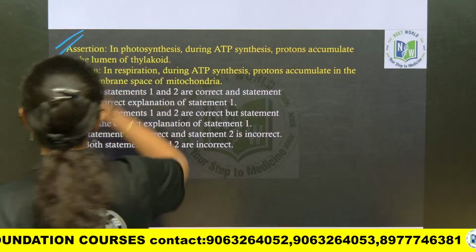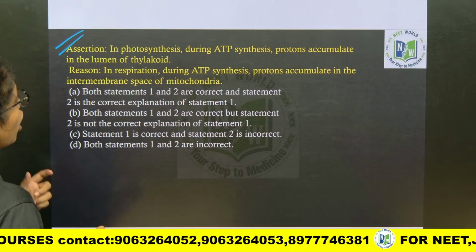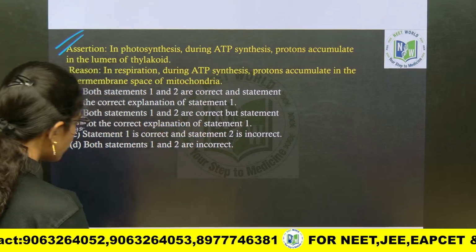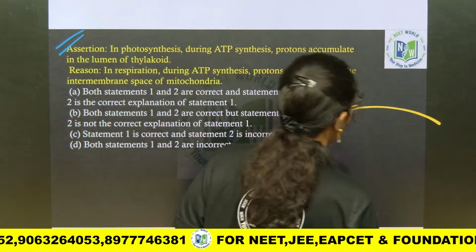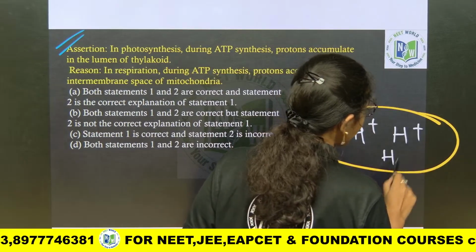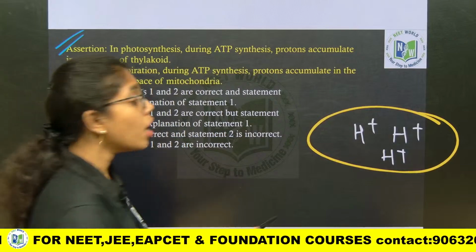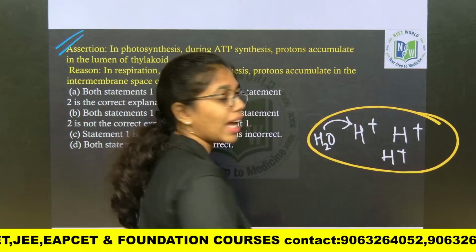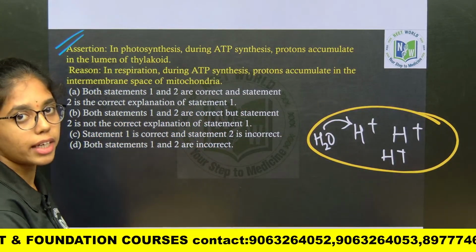First, in photosynthesis, during ATP synthesis, protons accumulate in the lumen of the thylakoid. We have discussed it very clearly that protons accumulate in the thylakoid's lumen. This accumulation of protons is because of what, beta? Photolysis of water. That is why protons get accumulated in the thylakoid lumen.